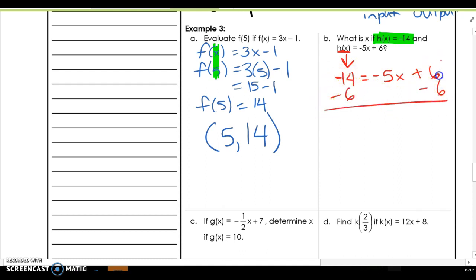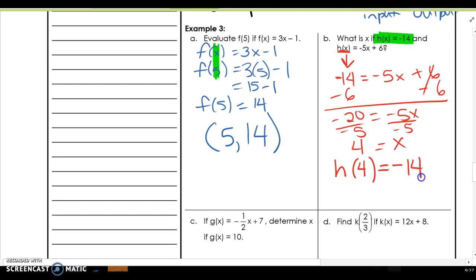Subtract 6 from both sides. Negative 20 equals negative 5x. Divide by negative 5. And x equals 4. So we just figured out that h of 4, when the input is 4, the output is negative 14, meaning if I go back up here and I plug in 4, I get an answer of negative 14. This would be represented by the ordered pair 4, comma, negative 14. So what is x? When h of x is negative 14, x is 4.